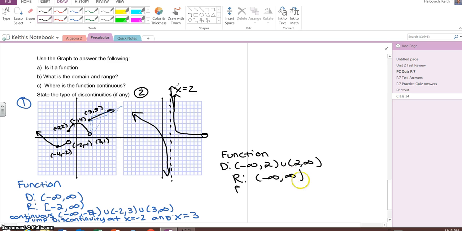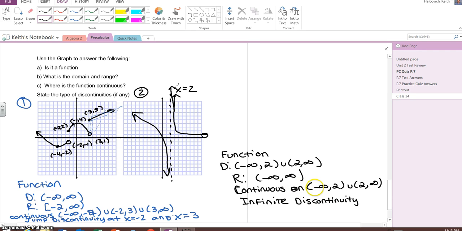The function is continuous on the intervals from -infinity to 2, and then from 2 to +infinity. And then it has infinite discontinuity, because whenever there's an asymptote, there's infinite discontinuity at x equals 2.